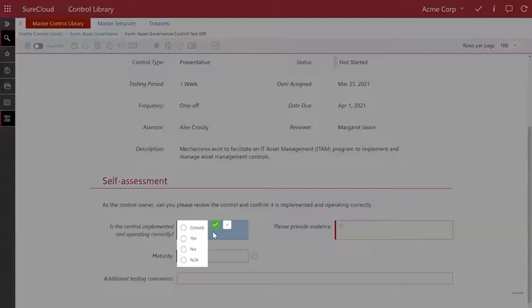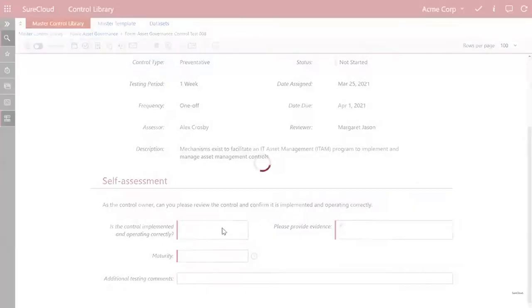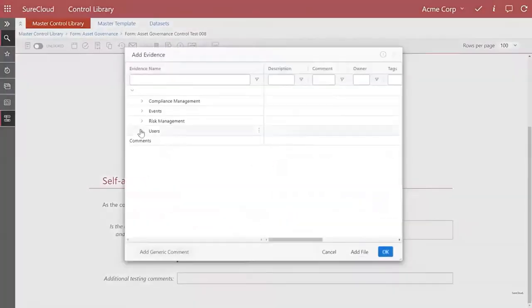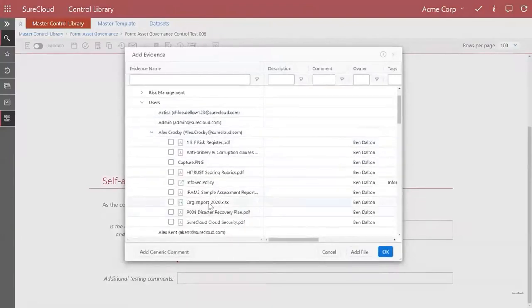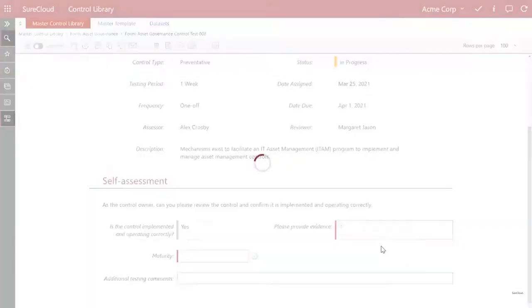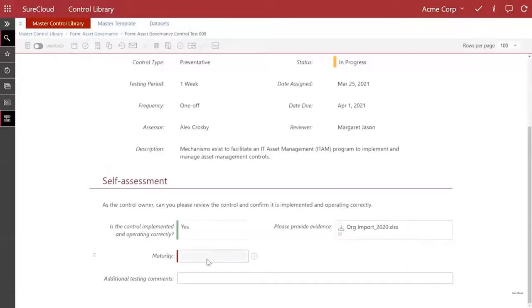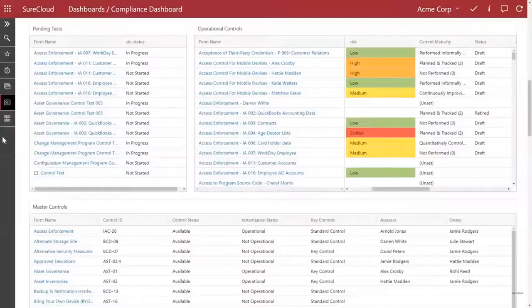He clicks the link in his email, which takes him to the control test in SureCloud, where he can verify the implementation status of a control and provide any evidence as required. Once Alex submits the test, Rishi is kept up to date on this progress via his dashboard. Meanwhile, Margaret is keeping tabs on Acme Corp's progress in meeting regulatory obligations.